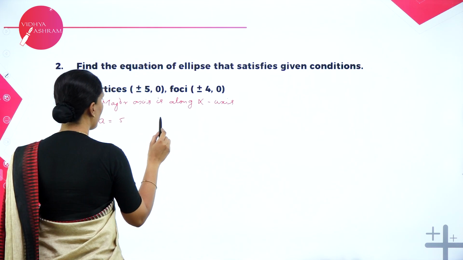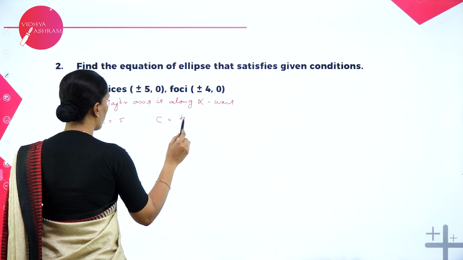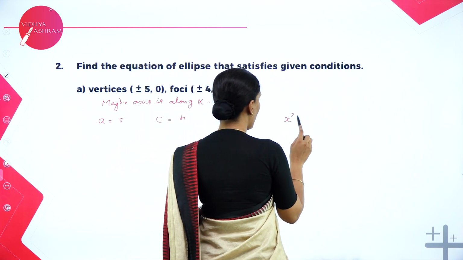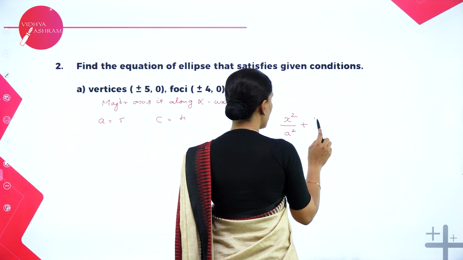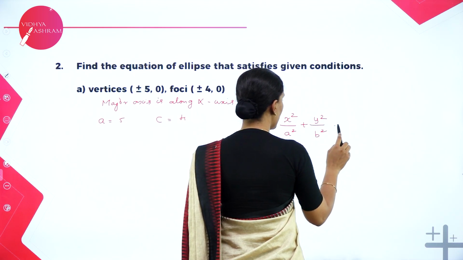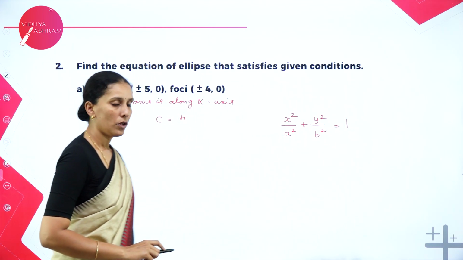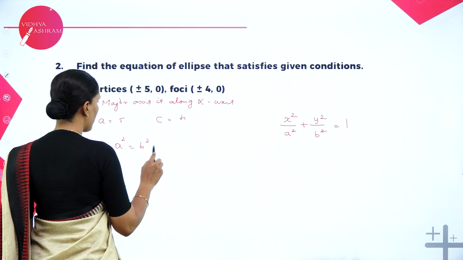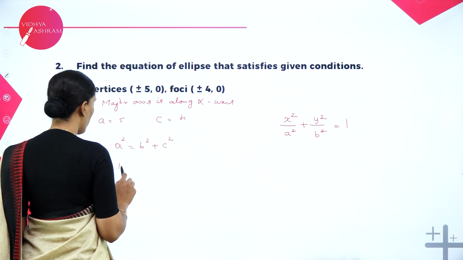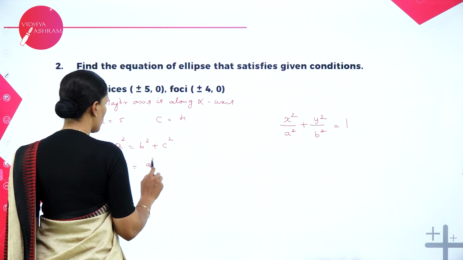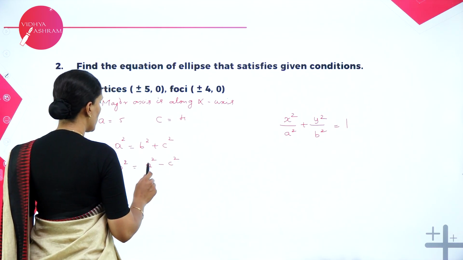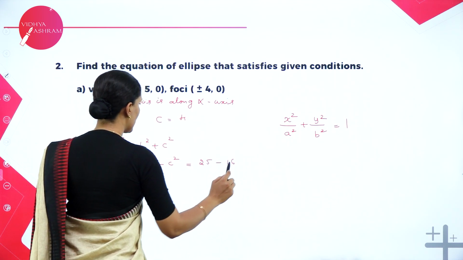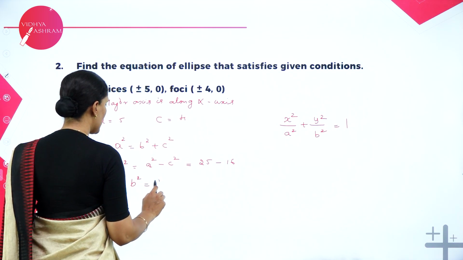Observing the focus, the value of c can be taken as 4. Now the standard equation of an ellipse will be of the form x square by a square plus y square by b square is equal to 1. We need b. So we know the relation a square is equal to b square plus c square. So if we want b square, then it is a square minus c square. So a square is 25, c square is 16. So b square value is 9.